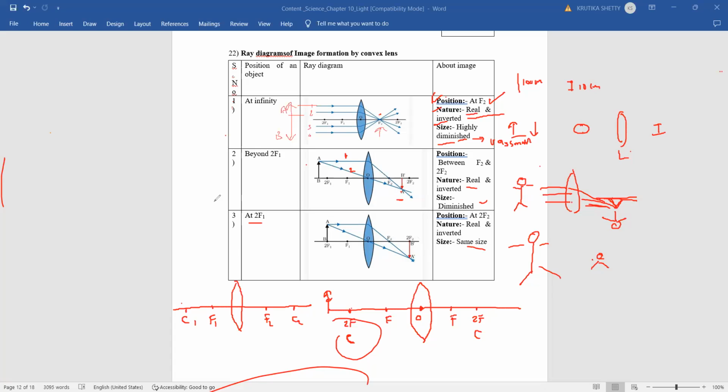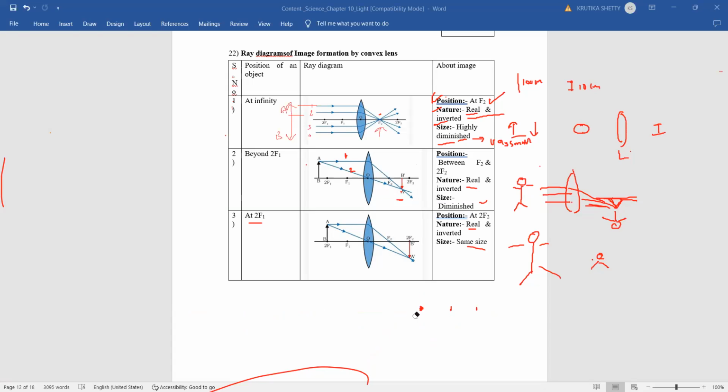So you understood all the three, one, two, three, and all the three are real images. Which images they are? Real, real, and real. In all the cases it is inverted. In the first two cases it is diminished, and in the third case it is same size. Now we have the fourth type, which we will discuss.